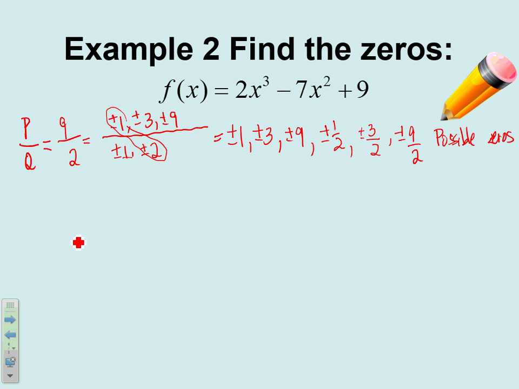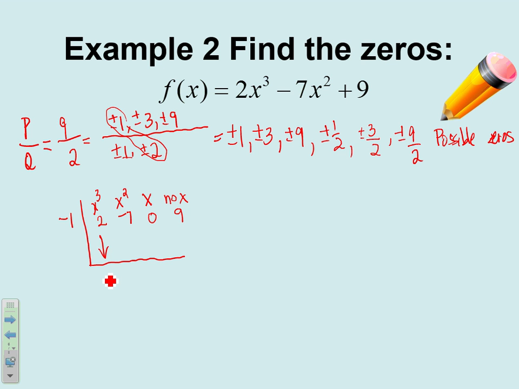All right, I tried negative 1 on the last one. I'm going to try negative 1 on this one. So I'm going to get my x cubed is the 2. My x squared is the negative 7. My x, I don't have an x, so that's a 0. And my no x is my 9.